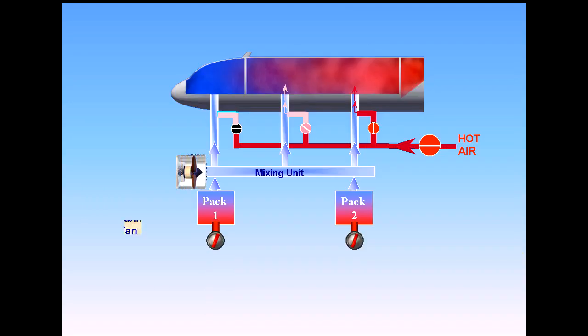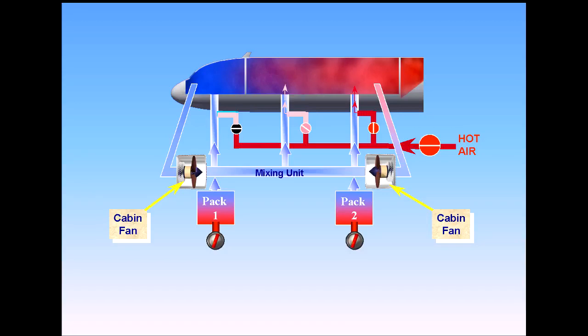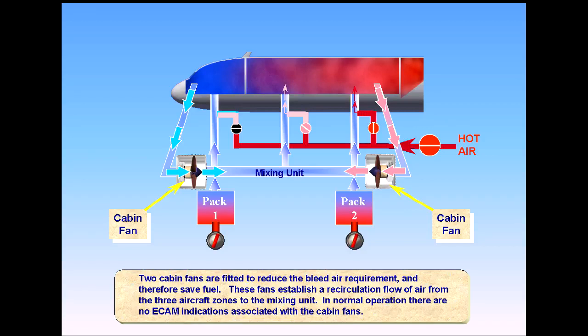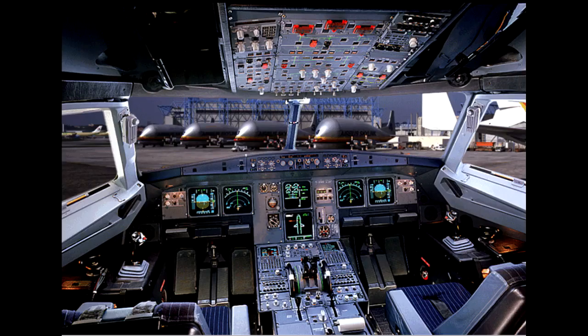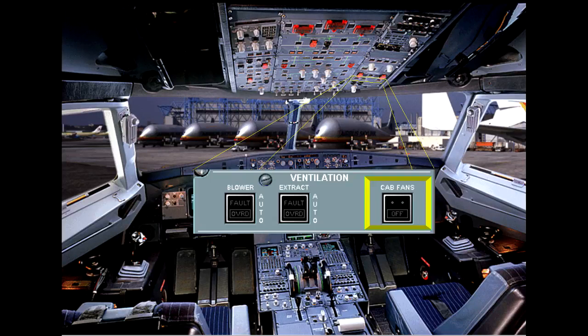2 cabin fans are fitted to reduce the bleed air requirement and therefore save fuel. These fans establish a recirculation flow of air from the 3 aircraft zones to the mixing unit. In normal operation, there are no ECAM indications associated with the cabin fans. On the overhead panel, there is a cabin fan switch on the ventilation panel to control the cabin fans. The cabin fan switch can be used to switch the fans off in response to ECAM procedure.